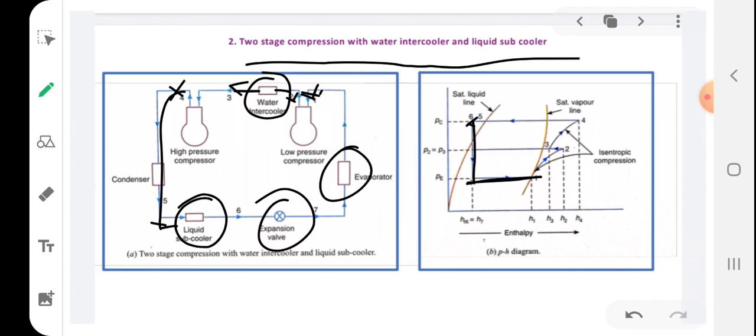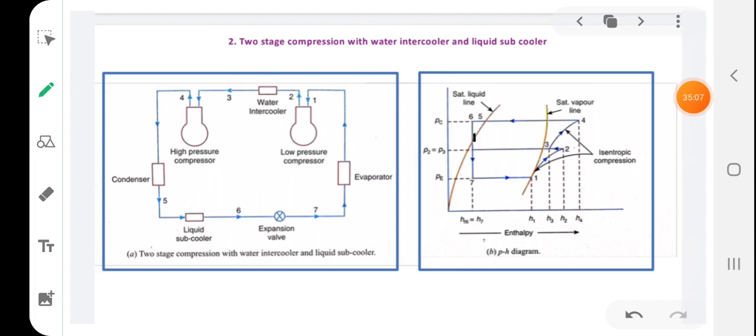Okay. So water intercooling. What is water intercooling doing? Water intercooling reduces the work to be done in the high pressure compressor. How? Suppose there is no water intercooling, then from 2 to 3 you will be compressing it in this manner. So the work required in this particular compression will be higher than in this case.